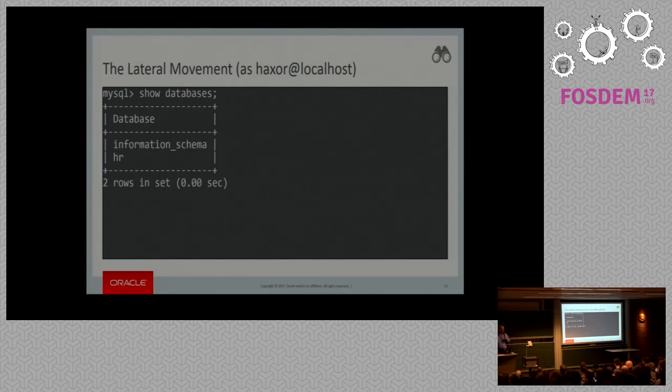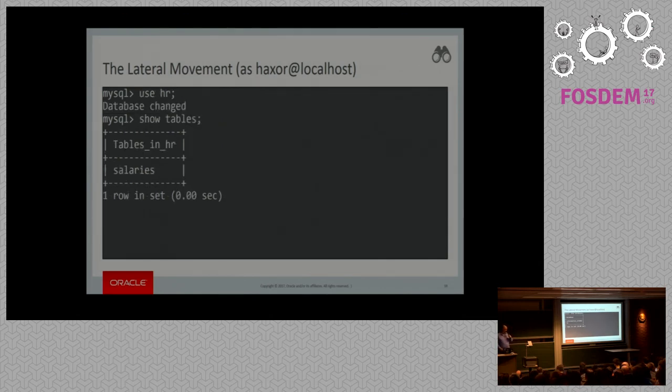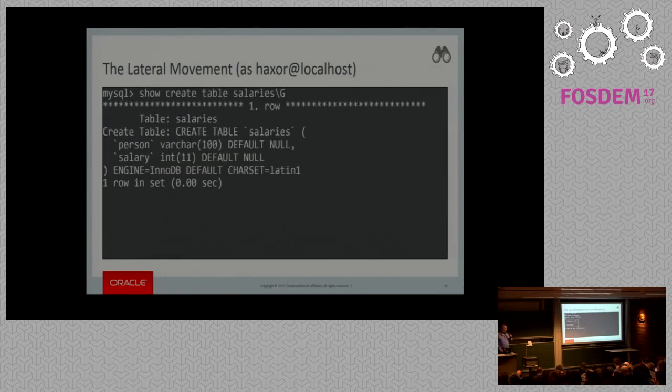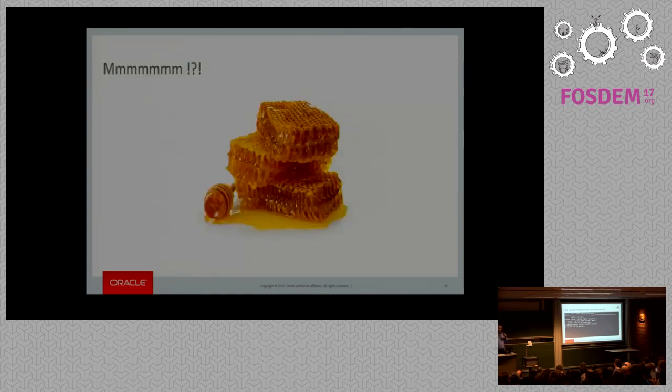Okay, so the user starts with the lateral movement by showing all databases. They want to see what databases they have access to. And they say, oh, okay, HR, that's interesting. Right, so they switch to HR and they try to show the tables in it. That's also fine. I mean, there is a salary table and it works. And there's no access to the salary table just yet, so, well, it works. Okay, show create table. That works too. And it sounds attractive. There is a salary column. So, okay, great, even better.